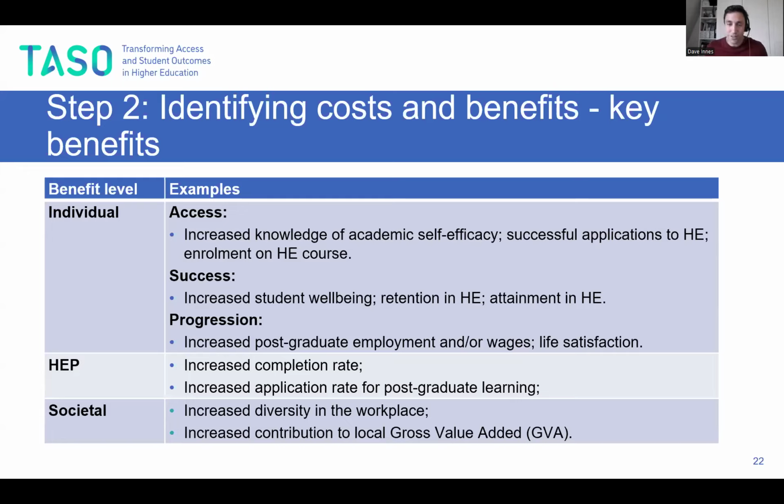And to those of you that have used other TASO resources, I know that the access, success, and progression distinction is something that fits neatly across lots of other TASO resources.